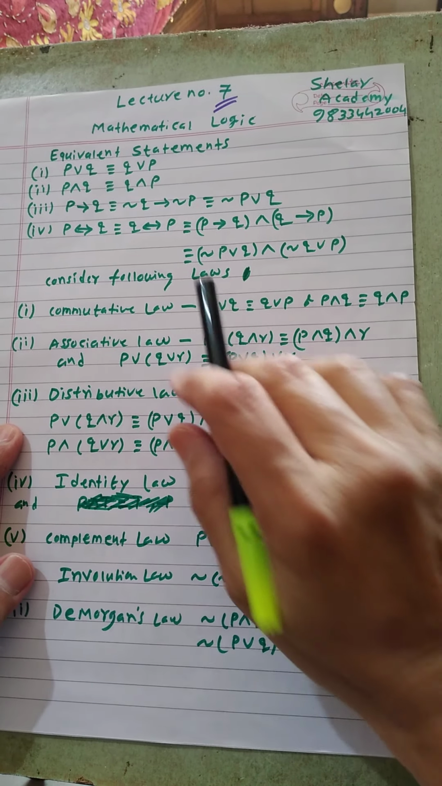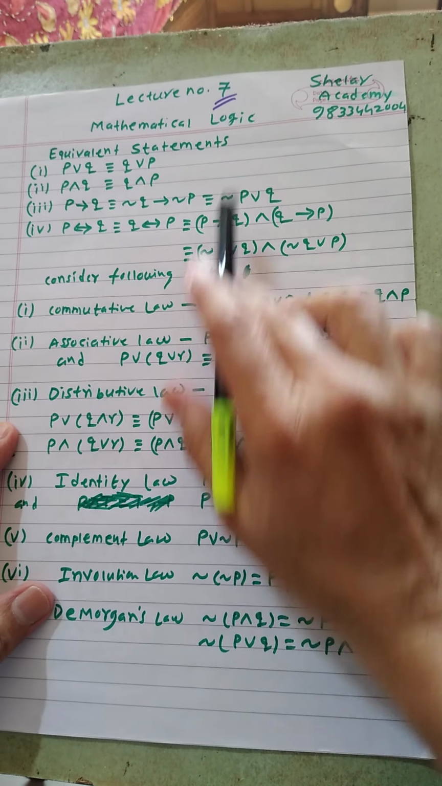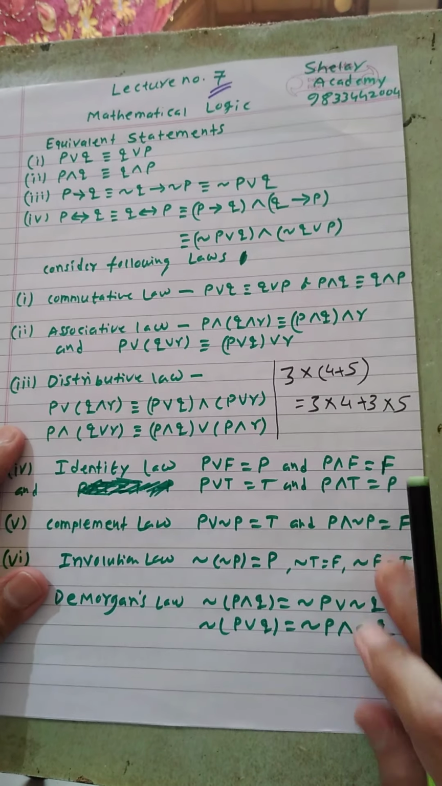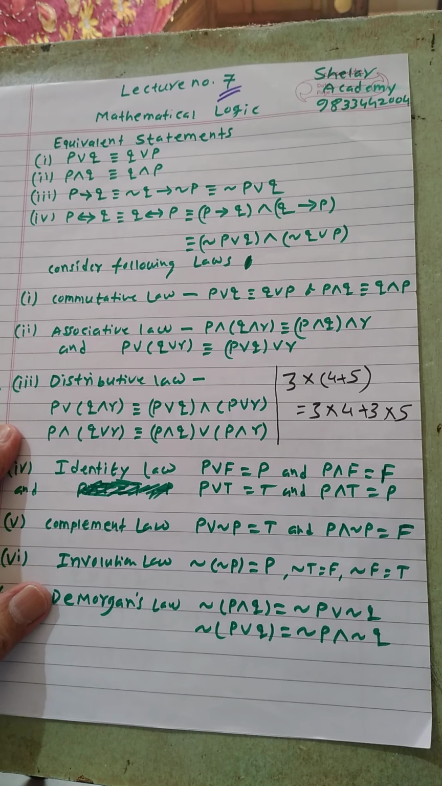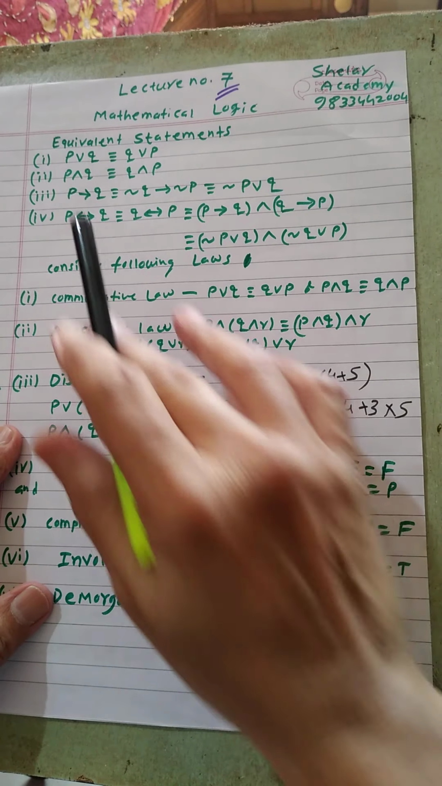Hello students, now this is a very important lecture, number 7 for mathematical logic. In today's lecture we are going to consider very important formulas, and these formulas are required to show two statements equivalent without using the truth table.